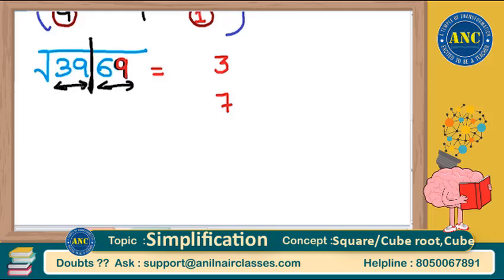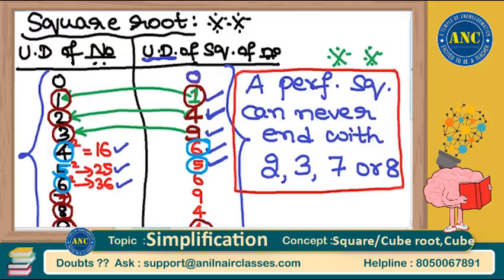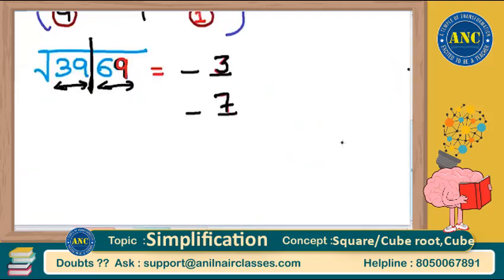There are 2 parts of 2 digits, therefore the answer will have 2 digits. The unit digit of the answer is either 3 or 7, because just now we discussed 3 square is ending with 9, 7 square is also having unit digit of the perfect square as 9, right? Now what is the tens place in the answer?